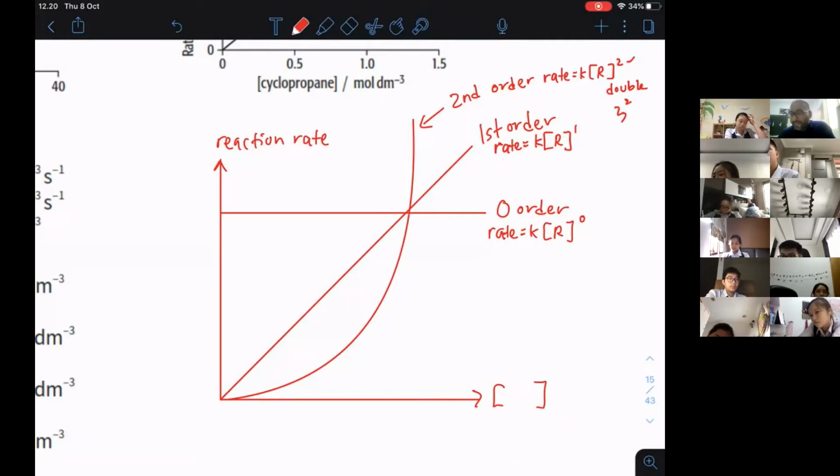Zero order, they are not affected by the concentration. But first order, when the concentration becomes double, the reaction rate also becomes double. When it becomes triple, the rate also becomes triple. But second order follows something like a quadratic. When the concentration becomes double, it's going to be 2 to the power of 2, which is 4. The rate becomes times 4. When it becomes triple, it's going to be 3 to the power of 2. It means the rate is going to be multiplied by 9.